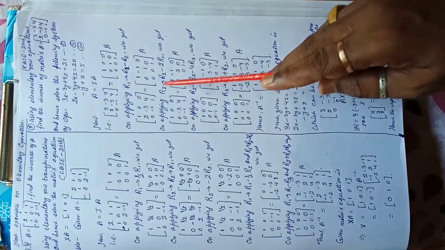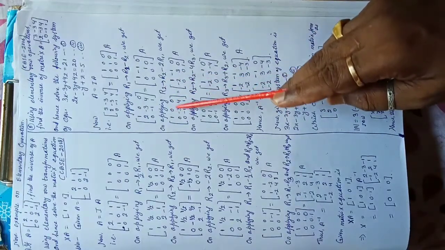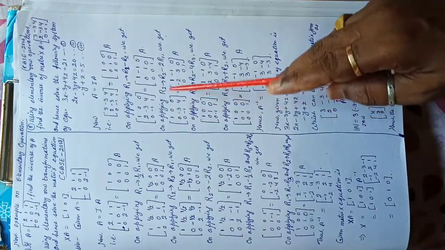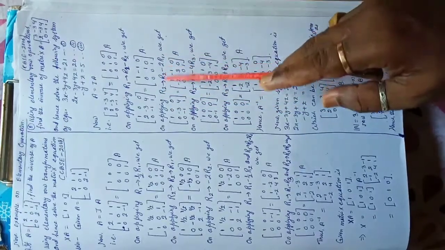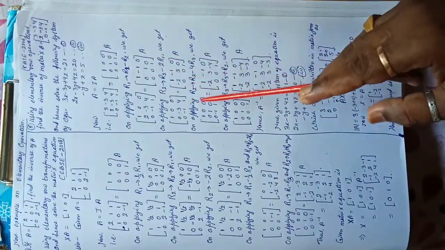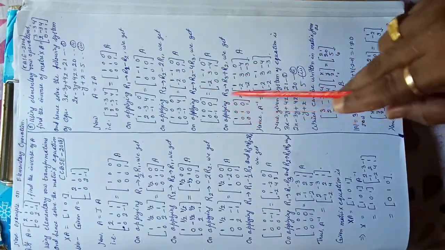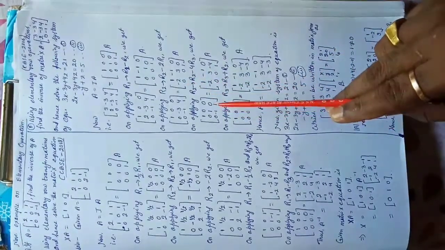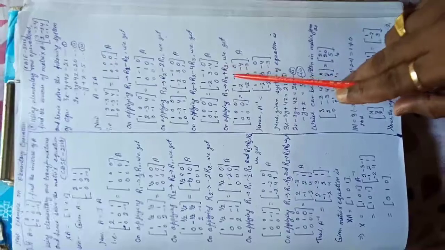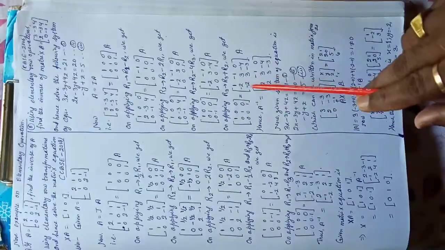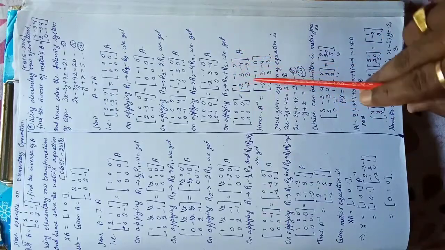Again we need 0 and 0 to have the elements of the unit matrix. We decide what operation should be applied so that we get the unit matrix on the left hand side, and whatever operation is decided and applied on this side must be applied on the other side. Ultimately we get this one. Now this one is the inverse of A.